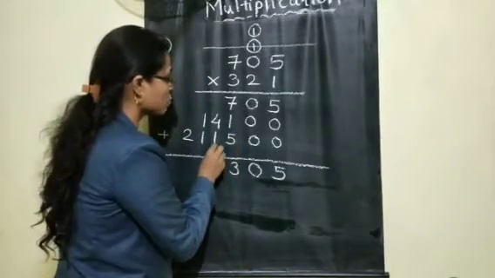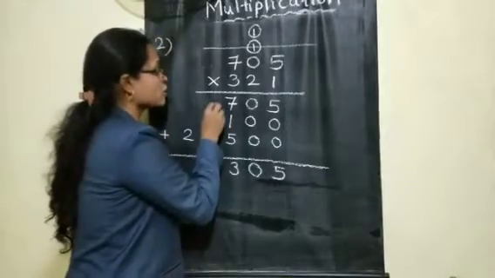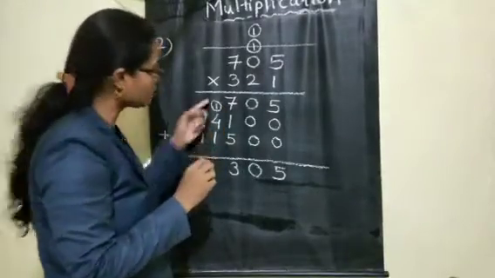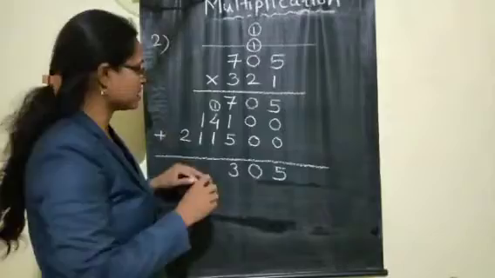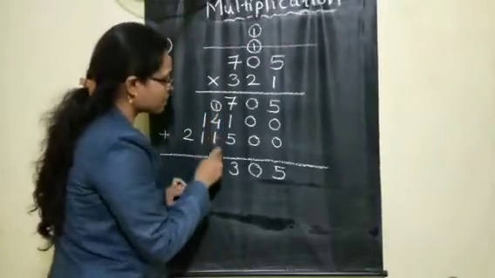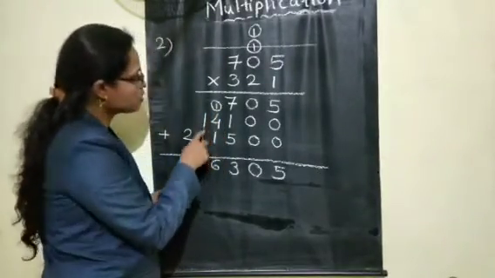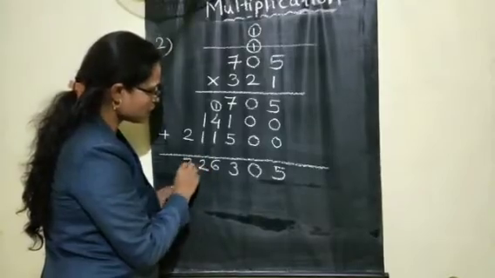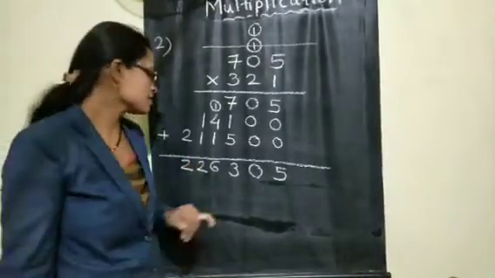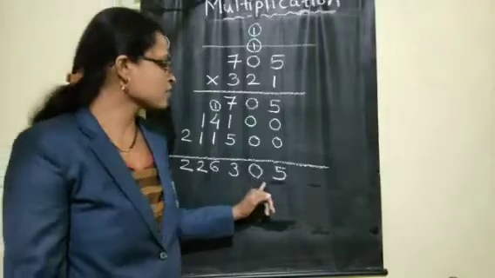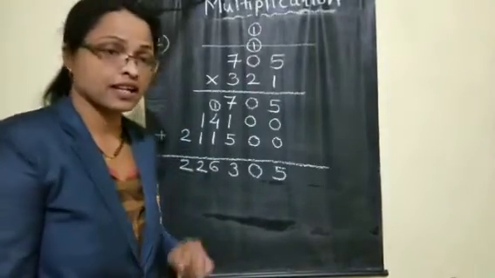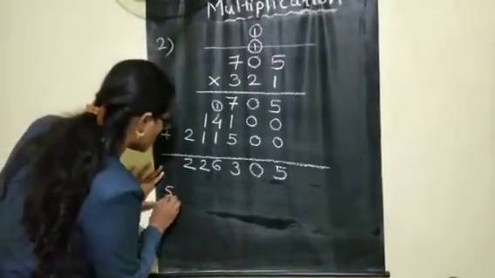3 you are writing, 1 will carry forward downside, or you can write here also, no problem. I said up or down, but in the addition part. 4 plus 1, 5. 5 plus carry 1, 6. 1 plus 1, 2, and 2 as it is. So here we are getting the answer 2,26,305.